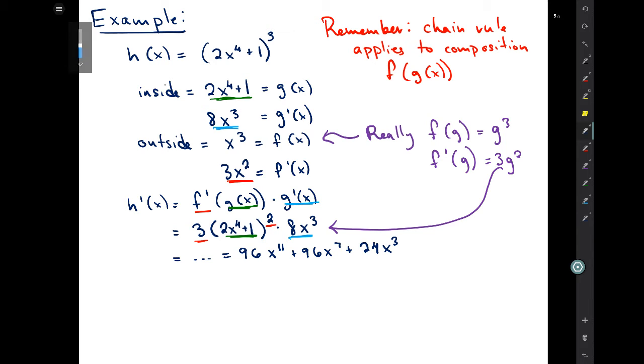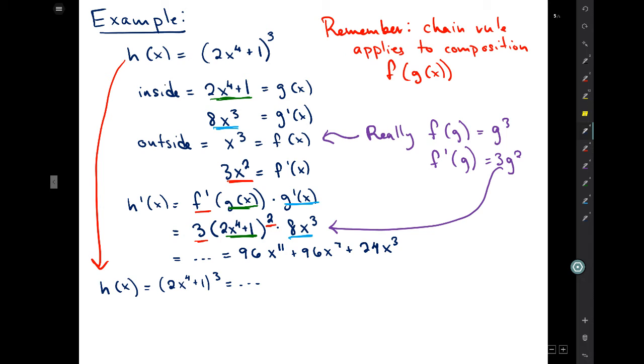And so what happens is if I take my original function h of x from the top, and I look at it from a totally new perspective and I say, well, what if I just want to multiply that out instead of using the chain rule? So I have 2x to the 4th plus 1 cubed. And again, this is just some gross algebra that you probably don't want to do. If I multiply that whole thing out, I end up getting 8x to the 12th plus 12x to the 8th plus 6x to the 4th plus 1.